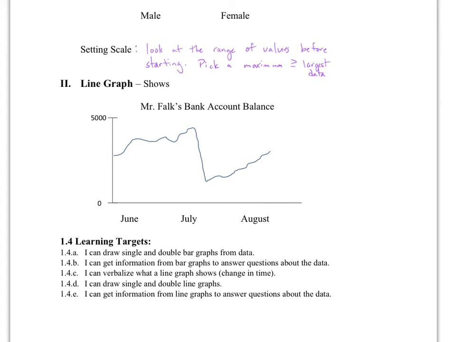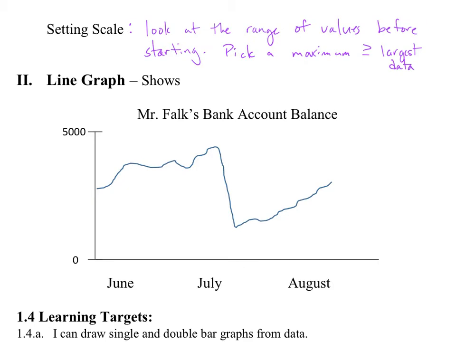So the next type of graph we have here is what we call a line graph. Line graphs help represent data over time. Notice on the bottom it's got the months, and this represents Mr. Falk's bank account. I don't know where he spent all his money in July. Maybe he bought a mansion. Well, it's a pretty cheap mansion because it's less than $5,000. Notice that you could have June 1, 2, 3, all the way on there, but it's not on there. So what story could we tell with this, right?